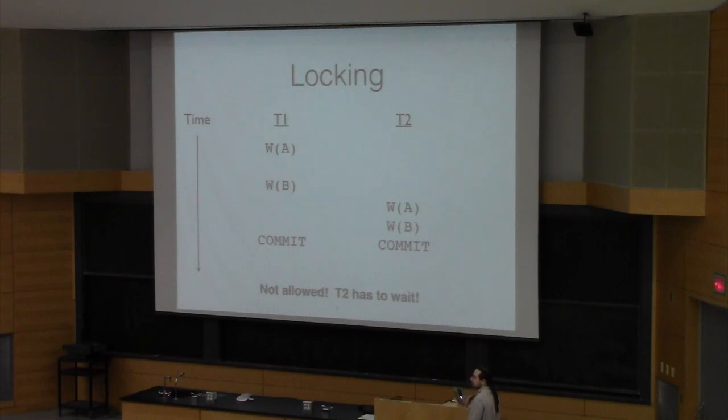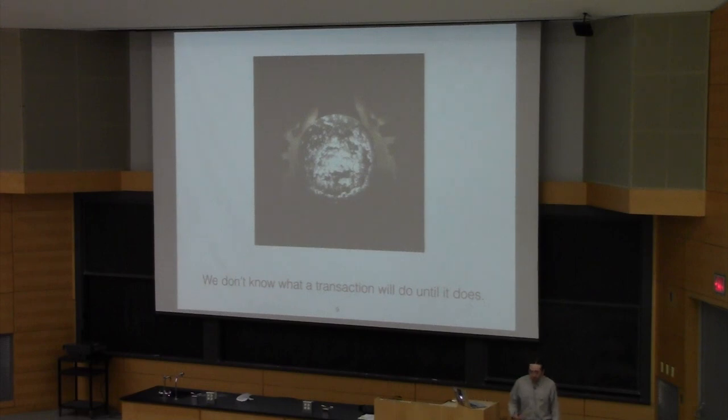Whereas if we knew, if we realized that at some point in the future, T1 was actually going to commit, then we could actually do something about it. Oh man, the contrast on these things is crap. Anyway, if we knew that the transaction was going to commit, but we don't. That's the problem. We don't know what the transaction is going to do in the future.